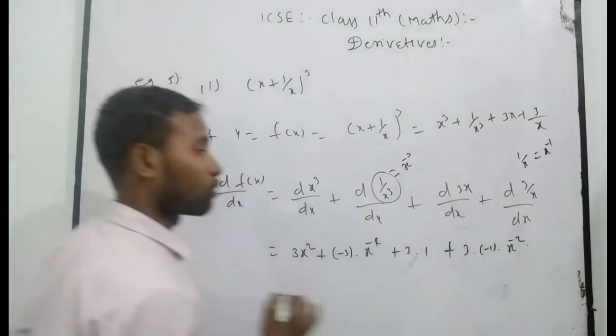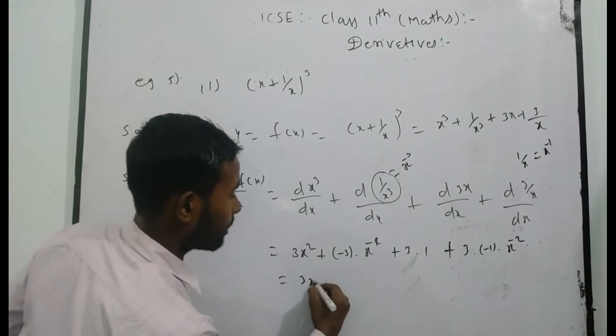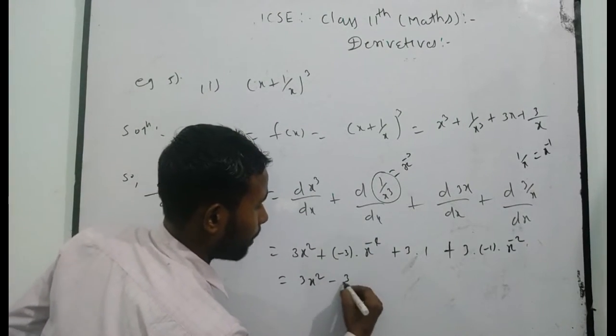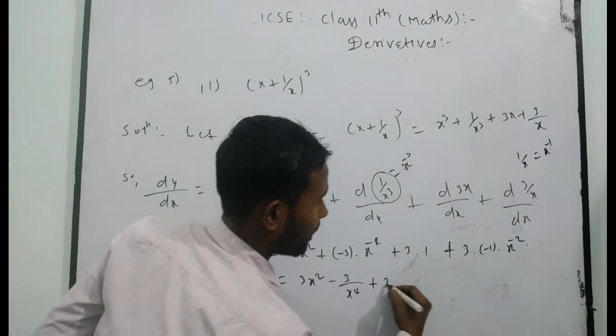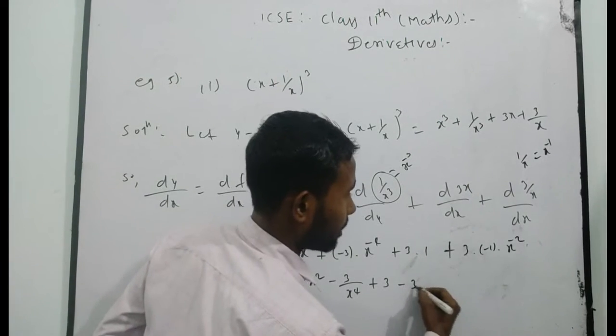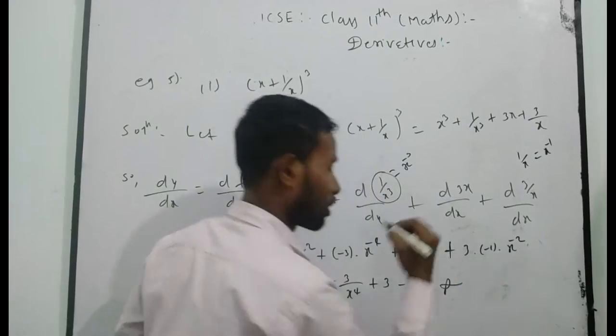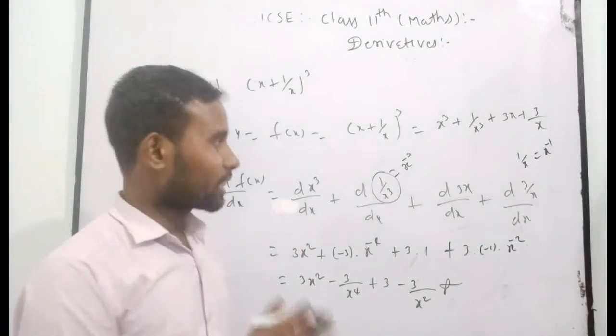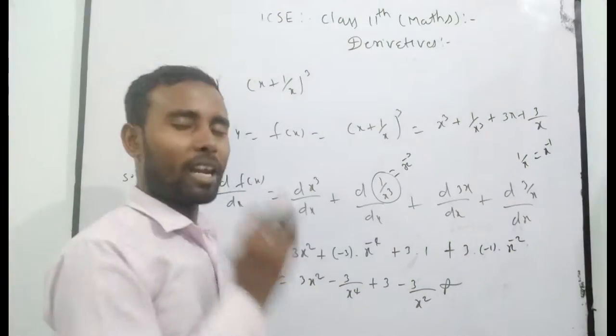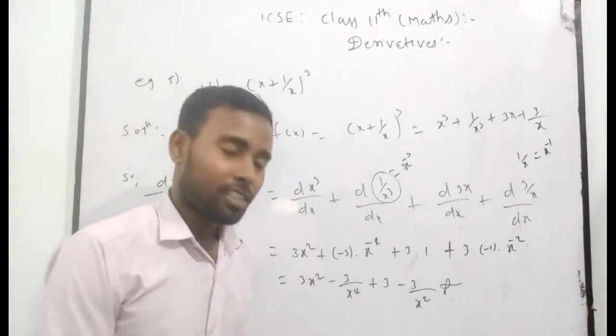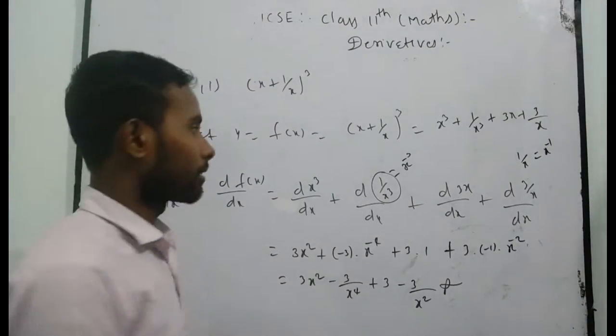I don't like to write steps always, so it will be 3x square minus 3 by x to the power 4 plus 3, and this term will be minus 3 by x square, which is your required answer. You can see there is nothing, only use the formula and utilize some property.